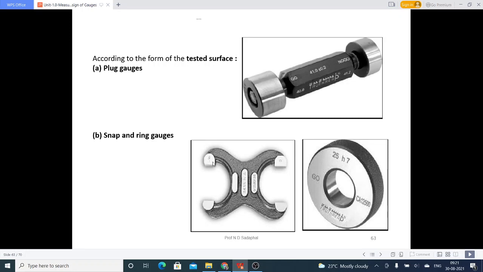The shaft is a solid one, so this outside part should touch the shaft circumference, so you can see whether it is going or not going. One side is go, another side is no go. Second is the ring gauge. It is also used to check the shaft. It is written here 25H7. So 25 is the basic size, H is the fundamental deviation, and 7 is the IT grade. So you can see the go gauge and the no go gauge are different ones.